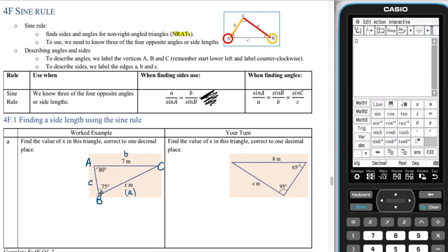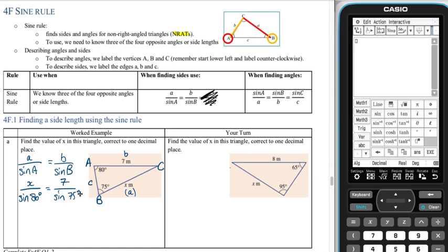So we write out the equation: a on sine A is equal to small b on sine B. Our next step is to substitute in the values. We know our a is equal to x, and we know sine big A is 80 degrees. b is 7 meters, on sine big B is 75 degrees.